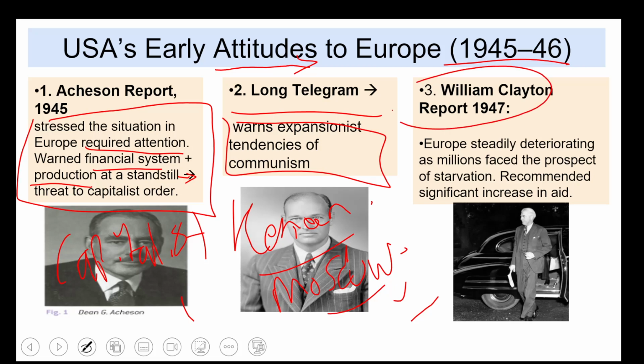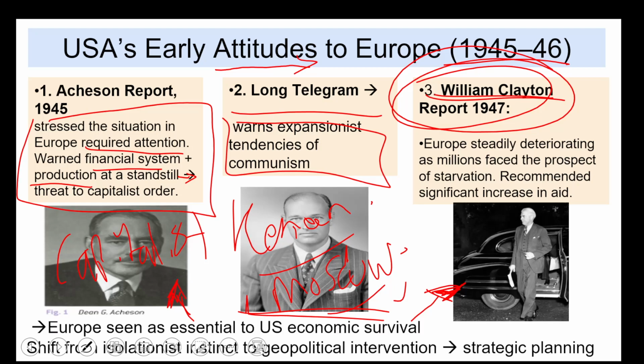And the Clayton report is really important, and it's something that students often miss. So please do try to memorize and remember this. And the point is, when we combine the reports that are warning about these capitalist nations and how much they're struggling with the threat from communism, that's when we see this shift. And this is the impact here. I want you guys to get into your notes. What's the impact of these three in combination? Well, Europe is seen as essential to US economic survival. There's a shift from isolationist instinct to geopolitical intervention and strategic planning. And what does that strategic planning look like? Well, it looks like the Truman Doctrine, and of course, it looks like the Marshall Plan. And that is the outcome, or the impact, of this.